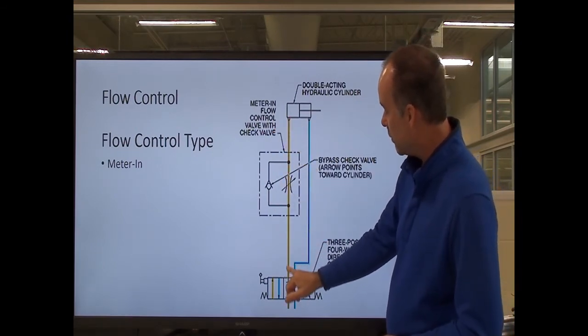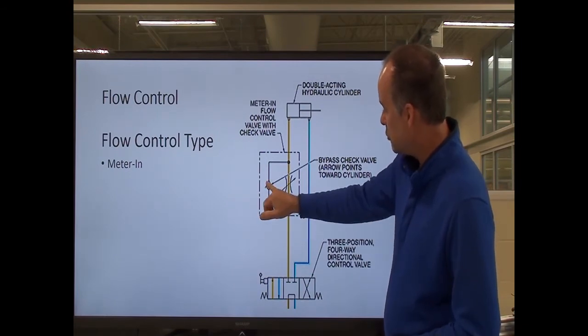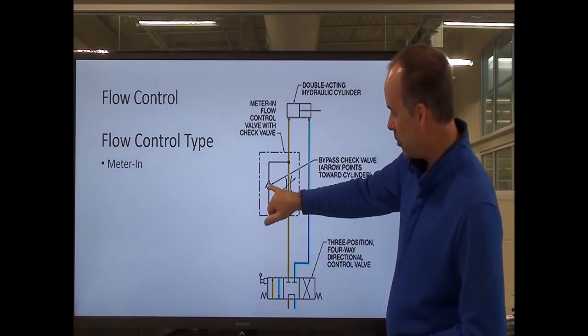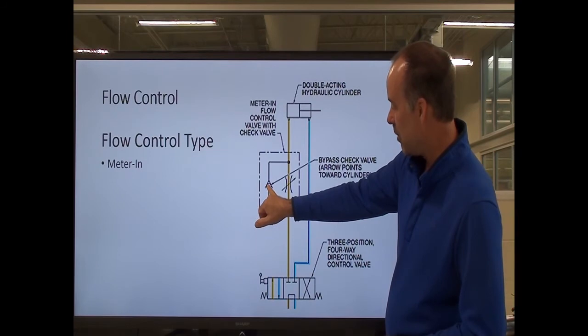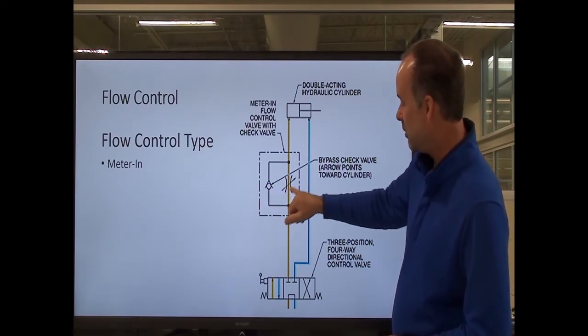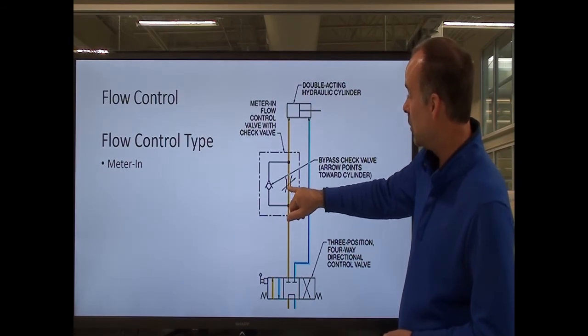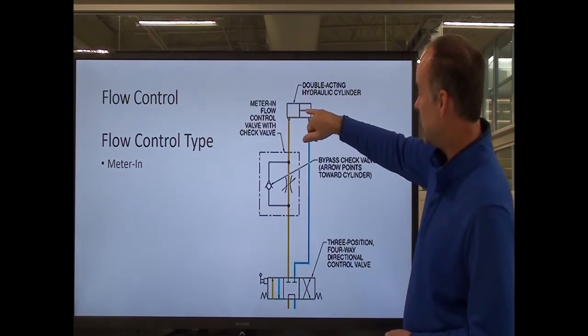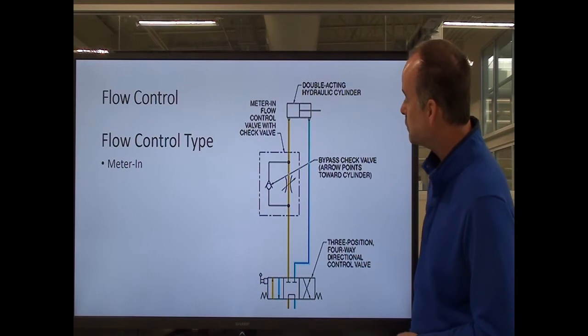And I'm doing that by the fluid coming in here. This check valve, see the direction it's pointing, I'm seating the ball, so this is sealed off and forcing all my fluid to go through this needle valve here, where I'm actually controlling the flow. So I'm controlling the extend speed of this cylinder.